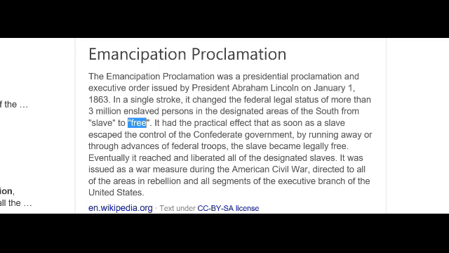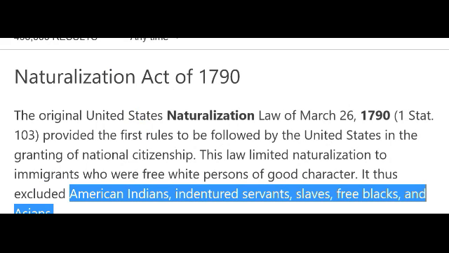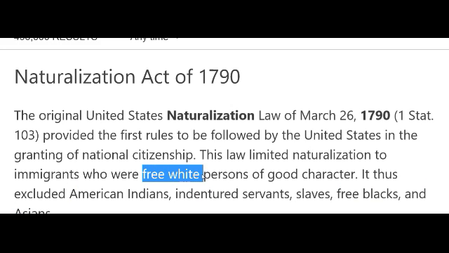Let's go to some supporting documents. In the Naturalization Act of 1790, let's back up a little bit. This is the first original naturalization law. The importance of this one is that it states that free white persons, you had to be free white in order to be a citizen.